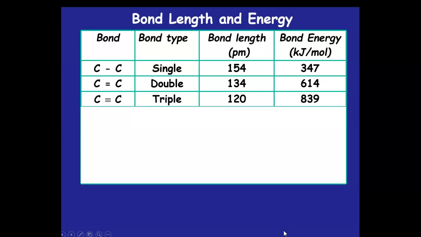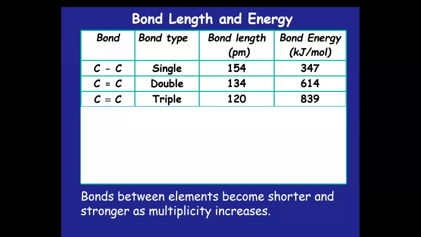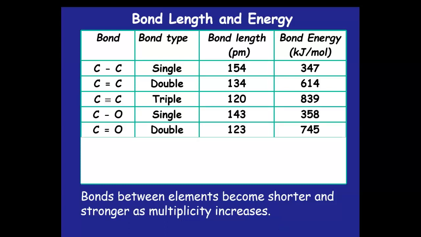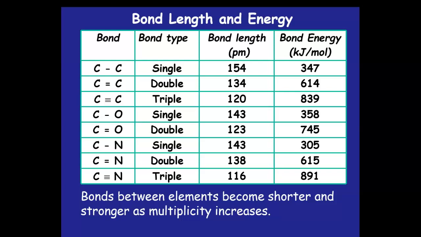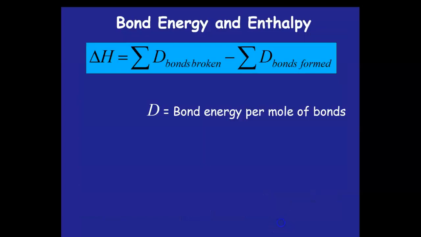So let's look at bond length and energy. First of all, for carbon-to-carbon bonds, the single, the double, the triple, we notice that as we go down towards the bottom, we're getting more bonds, but the bonds are getting shorter, from 154 to 120 picometers, and they're getting stronger as we're getting more bonds holding together. We then go to carbon-oxygen bonds, a single or a double bond, and we see the same kind of thing happening. And finally, the carbon-to-nitrogen bonds, single, double, and triple. The bond length shortens, the bond energy increases. This is a tendency that you should remember.